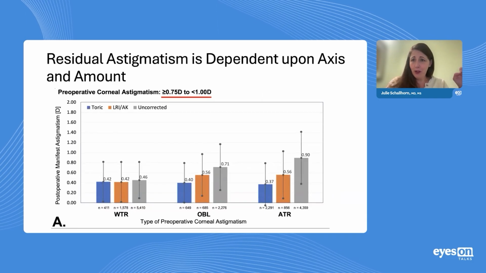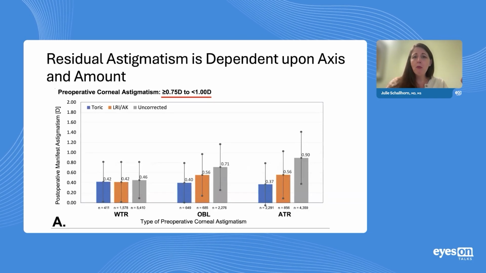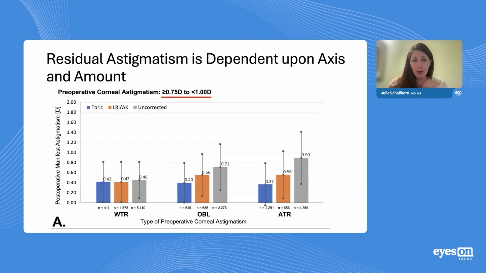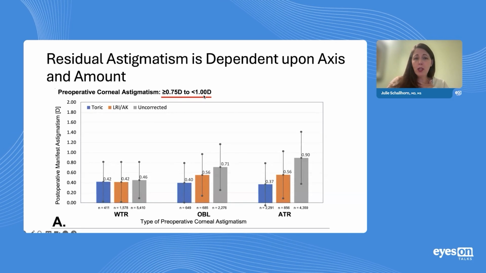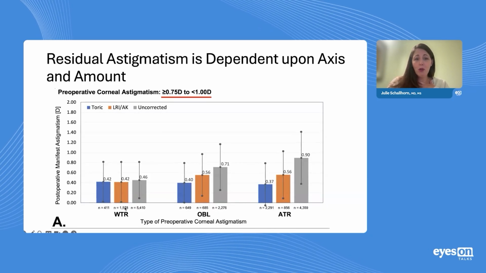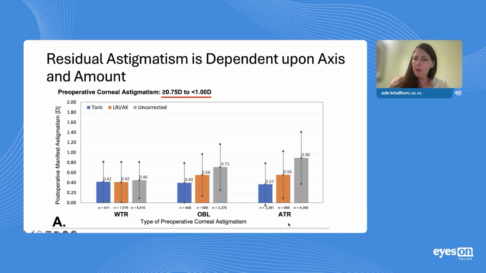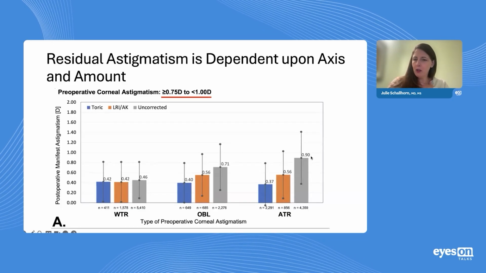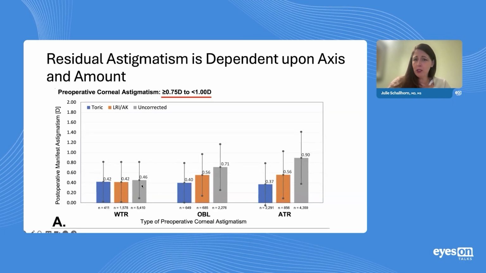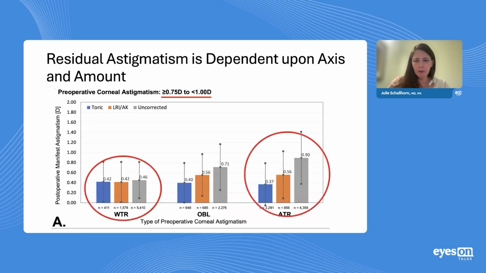Now, this is where things get very, very interesting. If our goal is to get people to zero residual cylinder, how much residual cylinder you have after being corrected is dependent upon your axis and the amount. We look at patients between 3/4 and 1 diopter of preoperative corneal astigmatism. If they had with the rule cylinder, they did pretty well with both a toric and an LRI, AK. But with against the rule cylinder, they did way better with a toric, and way, way better than if they were uncorrected. So with the rule, AK, LRI, and actually even uncorrected performed pretty similarly. Against the rule, there was a big impact of having a toric IOL.